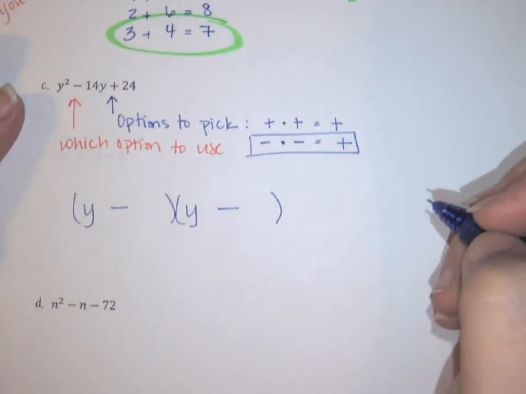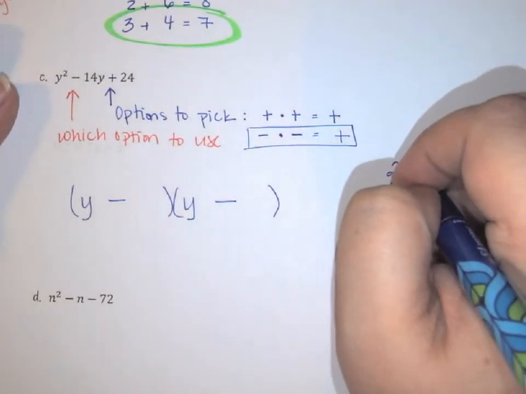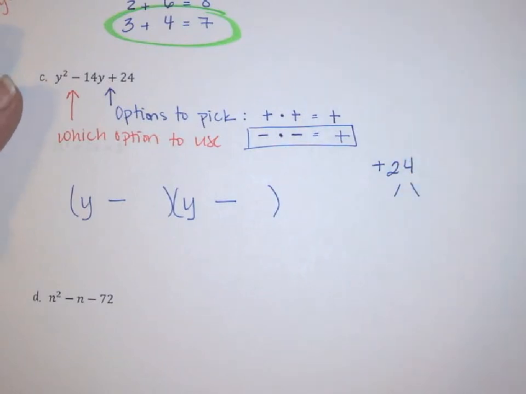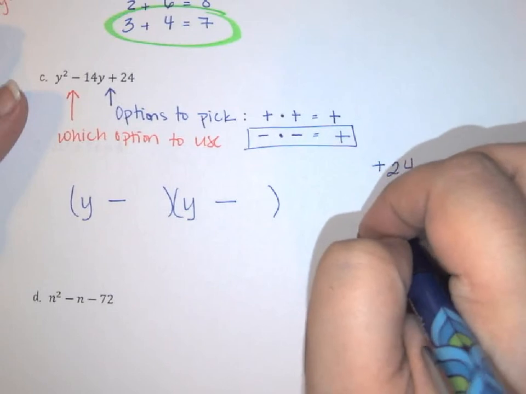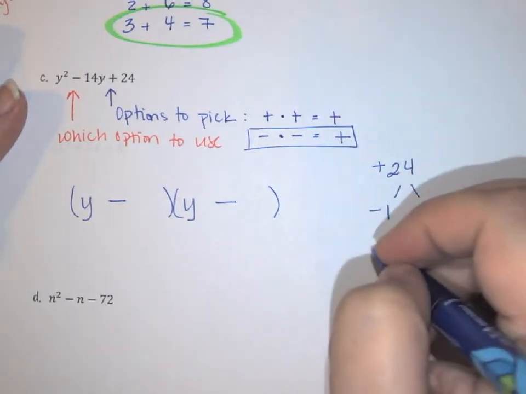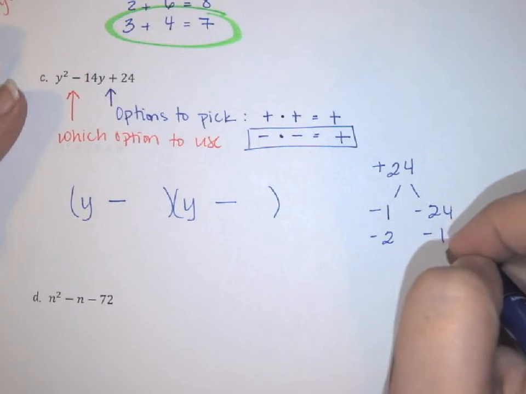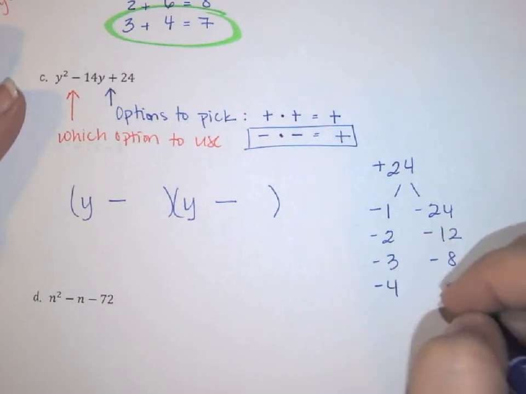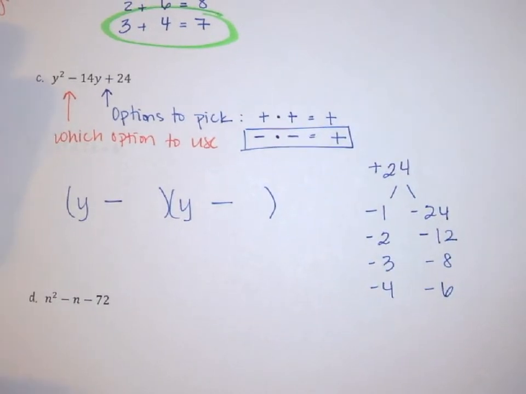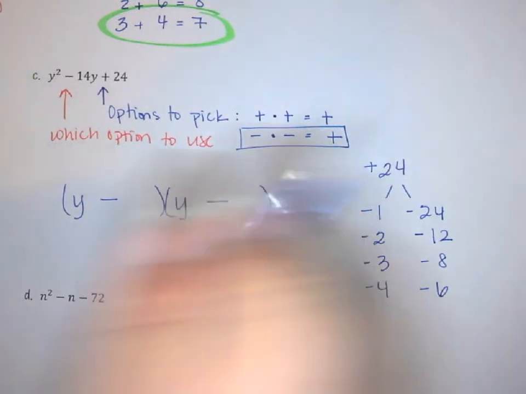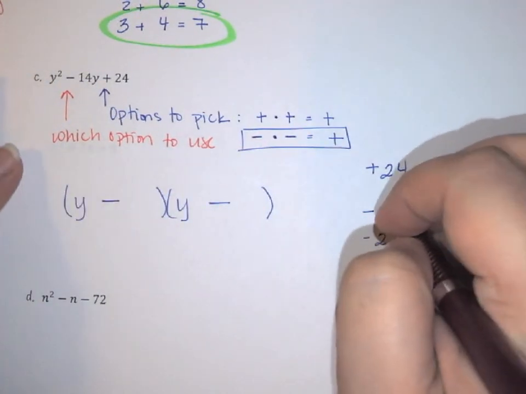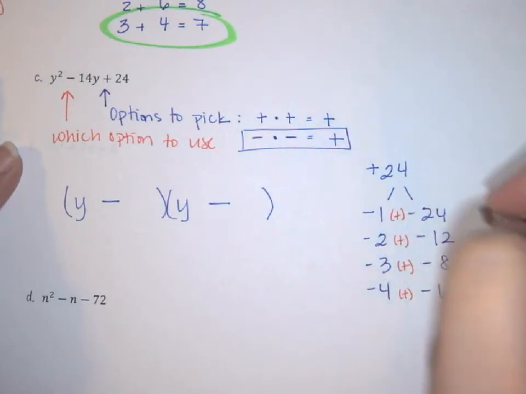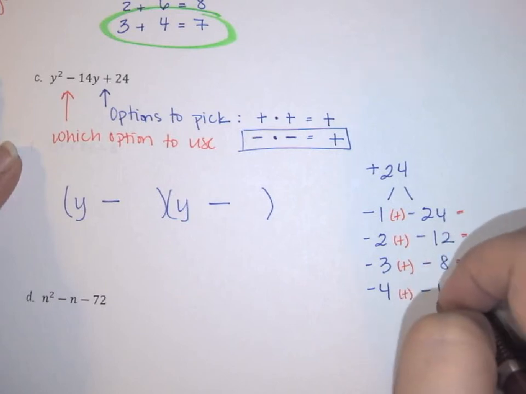Again, I can list out my factors. So I know I have a 24, and my 24 was positive, but both of my factors have to be negative. So I've got a negative 1 and a negative 24. I have a negative 2 and a negative 12. I've got a negative 3 and a negative 8, negative 4 and negative 6. So again, I have to figure out which combination of these, when added together, is going to give me the value I wanted.